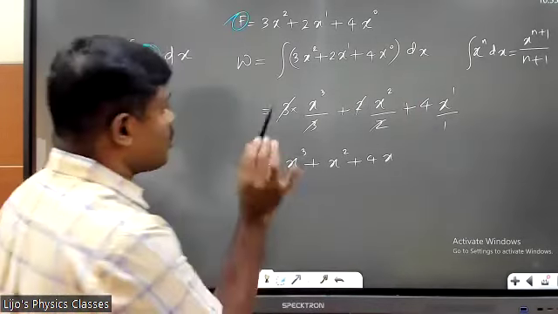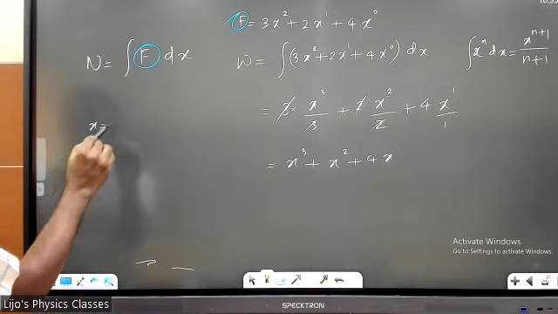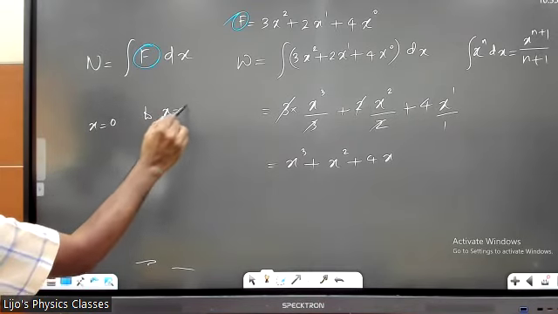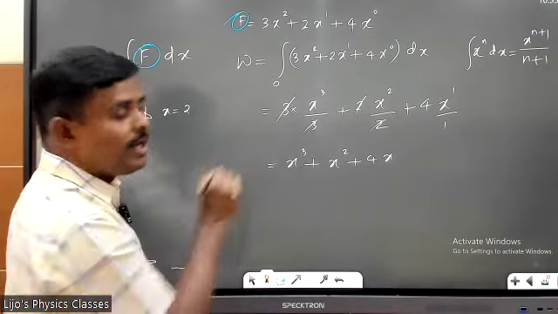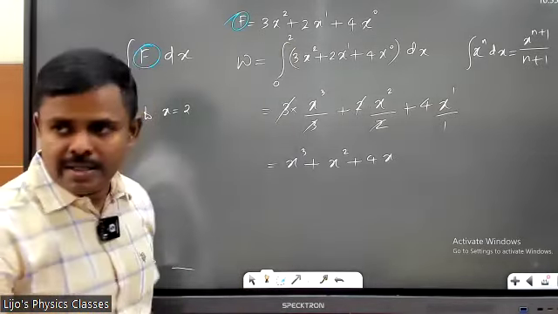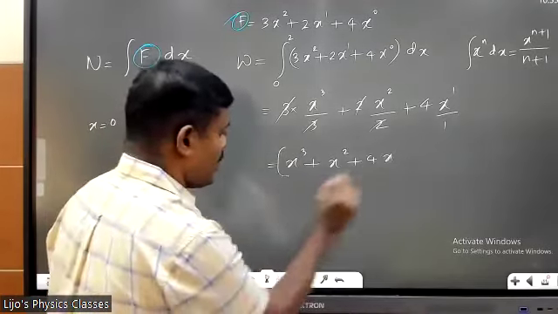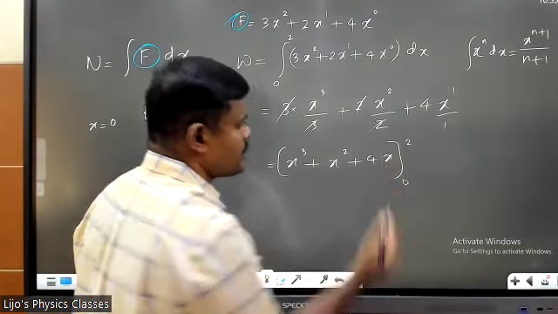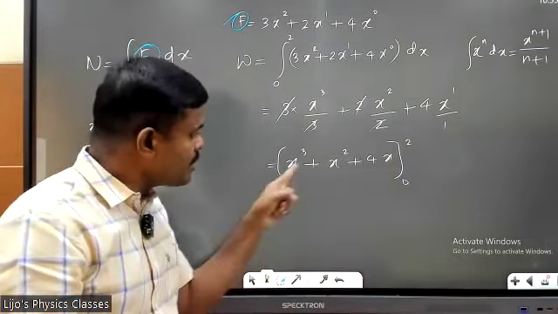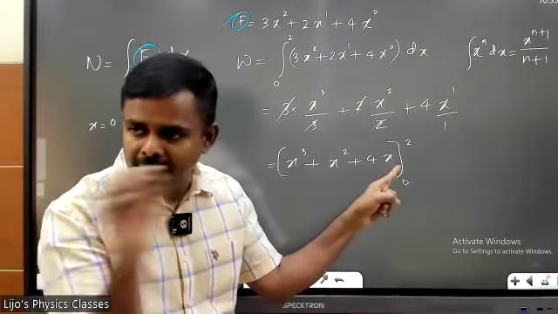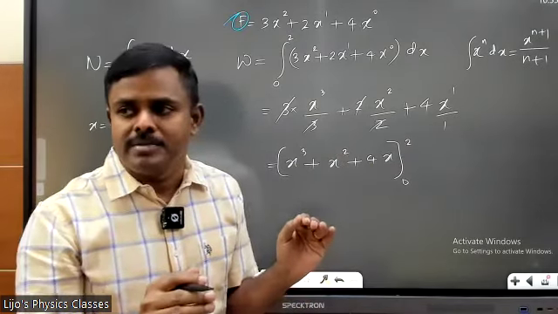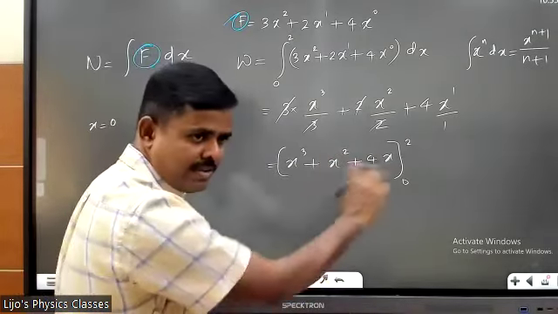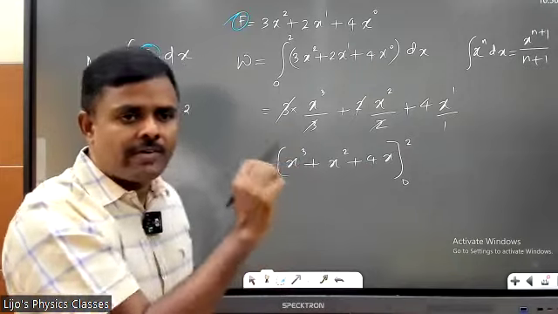They might also say you were going from x is equal to 0 to x is equal to 2. Then you will put lower limit 0, upper limit 2. I'll tell you the meaning of it. Lower limit 0, upper limit 2. First, give the upper limit to the variables, minus the lower limit to the variables. Tell me again. First, upper limit to the variables, minus lower limit to the variables.